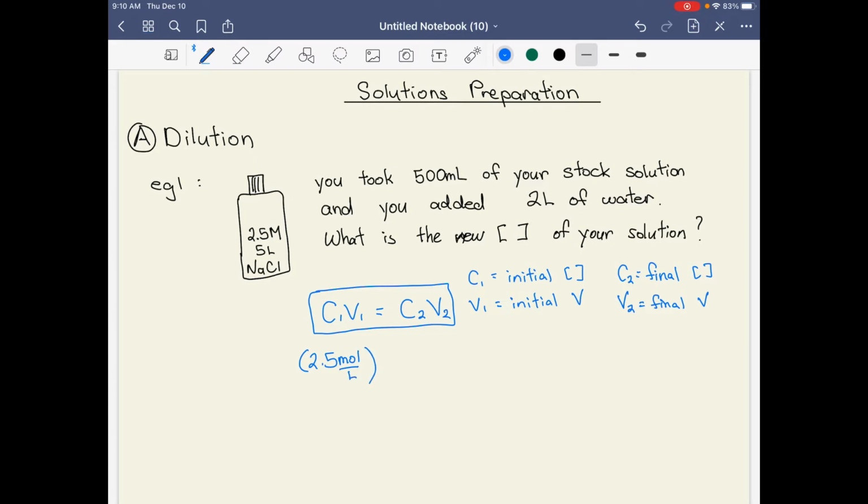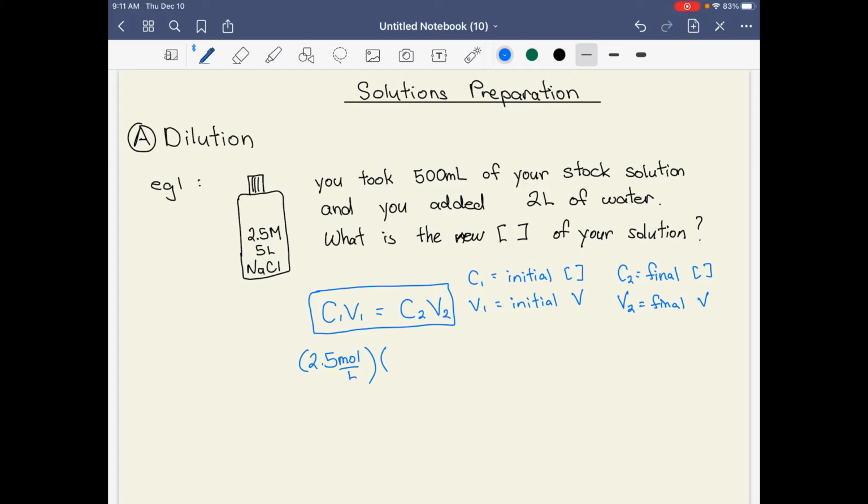And what is the initial volume? Now the initial volume obviously is not 5 liters. That's what's in the stock bottle. And theoretically, I shouldn't even give you that number. The initial volume is 500 milliliters because that's what you took out of here. Okay, not the volume of the stock bottle. You're not adding water to the stock bottle. No. You are adding water to what you took out of the stock bottle, if you know what I mean. 500 milliliters.